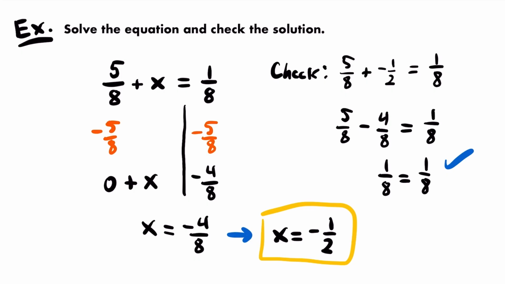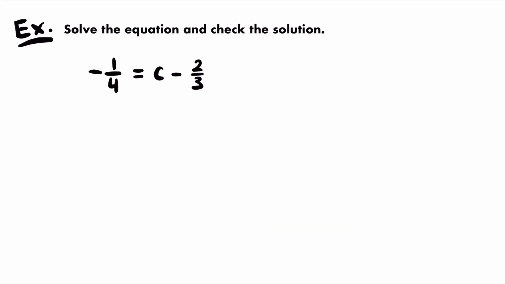Okay, let's take a look at one more example for this video. All right, so here's our last example. We want to solve this equation. Negative 1/4 is equal to c minus 2/3. And so this equation is in the form of a variable plus a constant is equal to another constant. It's just that it's ordered a little bit differently. We have our constant equal to the variable, and then it looks like we have a variable minus a constant. But once again, you could think of it as adding a negative constant.